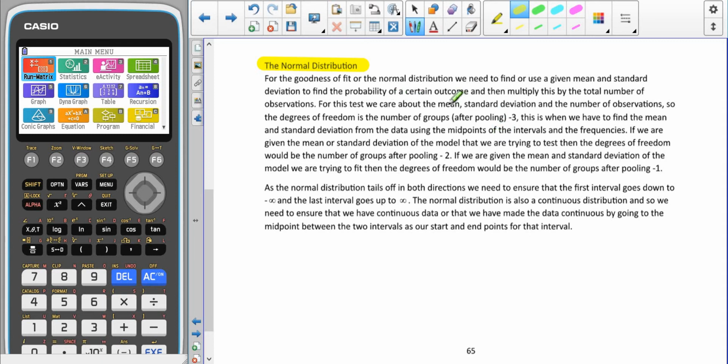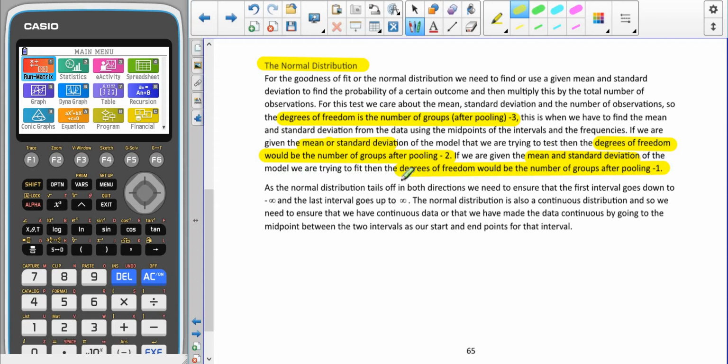So if we are having to use the data to find the mean and standard deviation, then the degrees of freedom is going to be the number of groups after pooling minus 3. So this is when we have to find the mean and standard deviation using the midpoint of the intervals and the frequencies. If we are only given one of them, the mean or the standard deviation, then the degrees of freedom is going to be the number of groups after pooling minus 2, because one of those is going to be fixed. And if we are given both the mean and standard deviation, then degrees of freedom is going to be the number of groups after pooling minus 1. So to start off with, we're on minus 3, and for every extra piece of information we've been given, we take one off what we would be taking off the degrees of freedom.